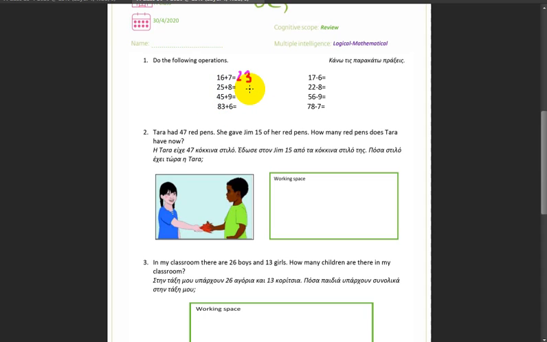Next up, we have 25 plus 8. So I'm going to count 8 forward from 25. So 26, 27, 28, 29, 30, 31, 32, 33. 33.